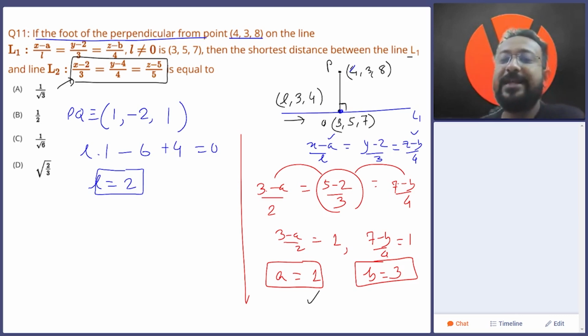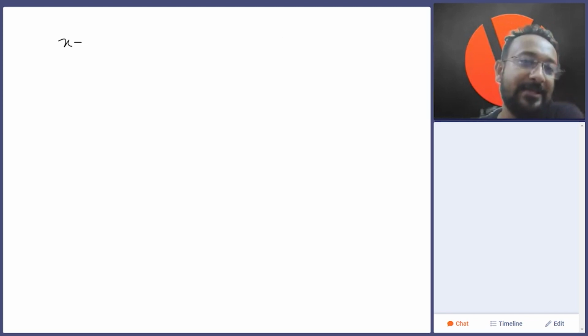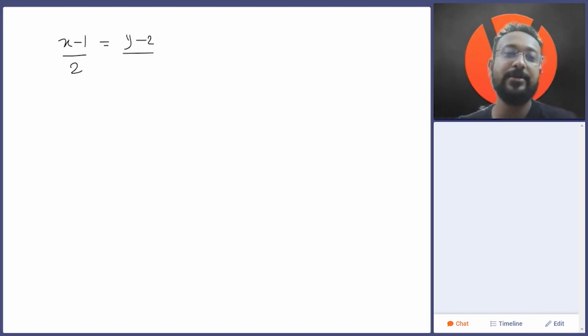Once we get A, once we get B, and we get L also, let's write the two lines together. So A is 1, B is 3. So X minus 1 by 2 equals Y minus 2 by 3 equals Z minus B by 4, where B is 3. So this is my line L1.